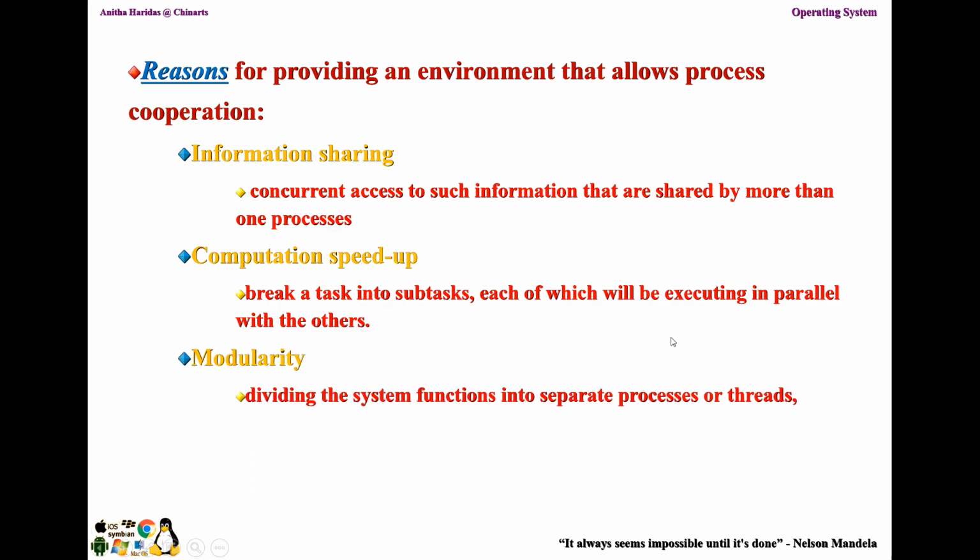The third one, modularity. I told you, dividing the systems into separate processes or subtasks or threads, that is what you call as modularity. Then convenience, many tasks will be done at the same time. So if you are going to break the task into smaller tasks, many tasks will be done at the same time, or parallelly, in the operating system. So these are the reasons for providing an environment which allows the cooperating process. If I want these advantages, I need to have cooperating processes in an operating system.